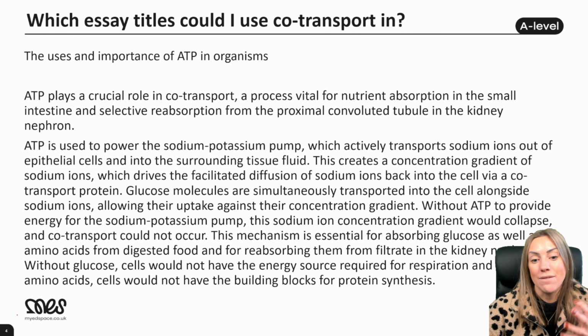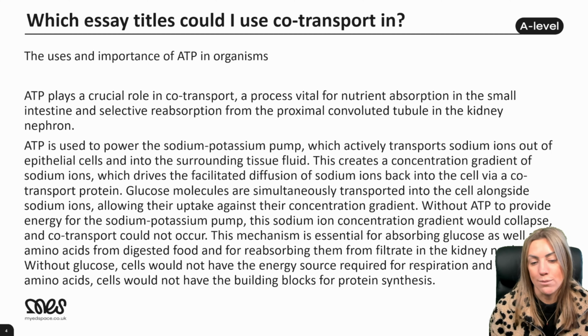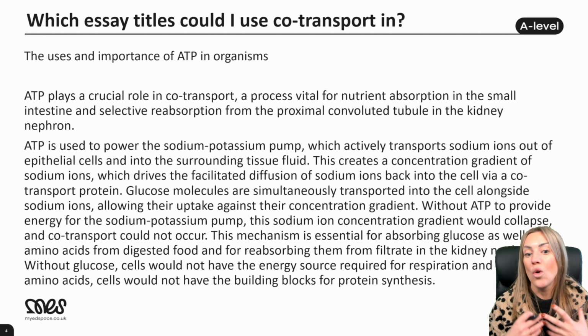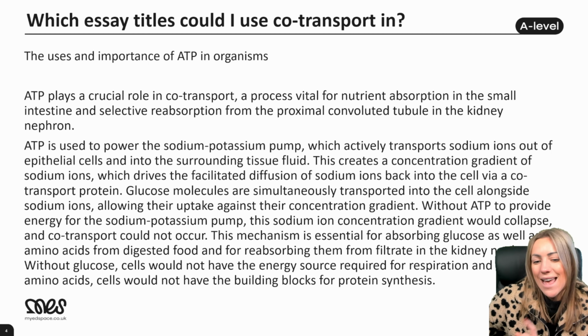So what I've done here is I've used my knowledge of co-transport, but I'm tailoring it to this essay title by focusing on the importance of ATP in this process and the importance of this process overall, and what would happen if we didn't have ATP and we didn't have co-transport. Now, this is what you need to do in your essay. And remember, we recommend that you do really at least 5 paragraphs like this. So 5 paragraphs from different parts of the specification that all answer the question. They're all relevant, they're all A-level detail, and they do not include any significant errors. I hope you found that useful.